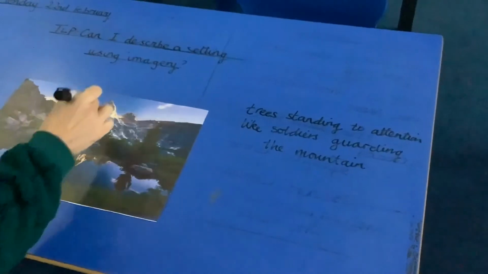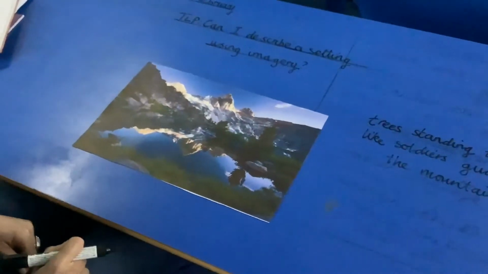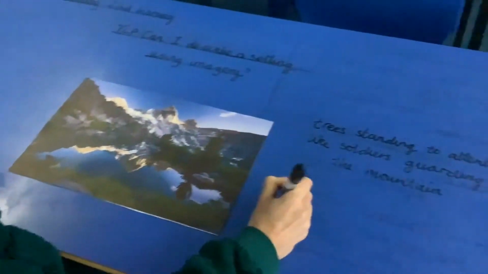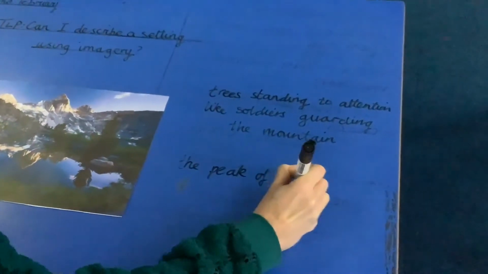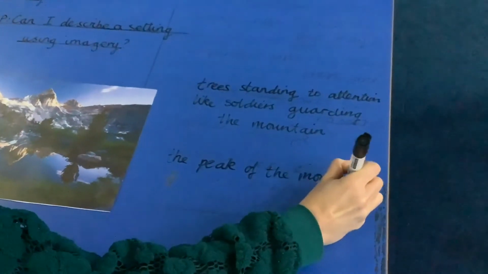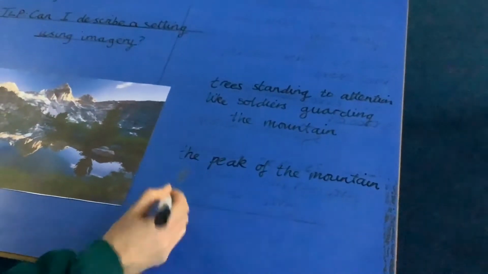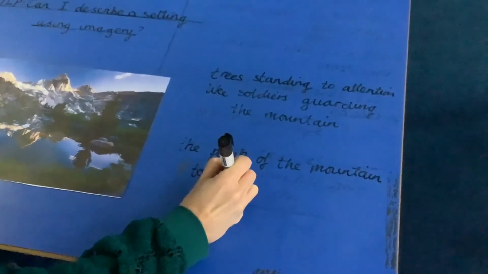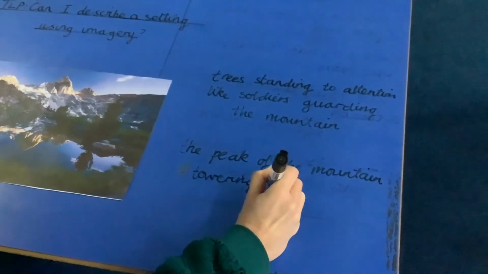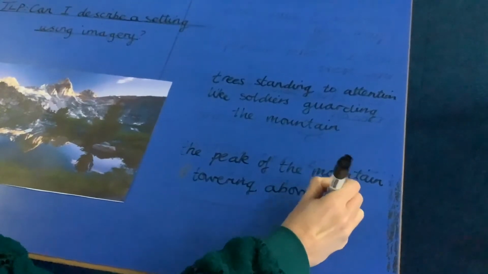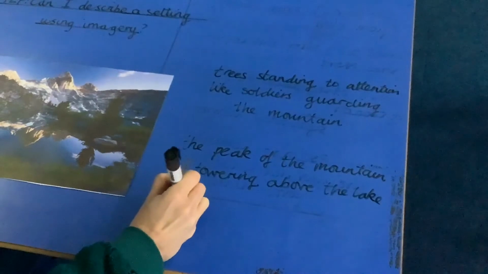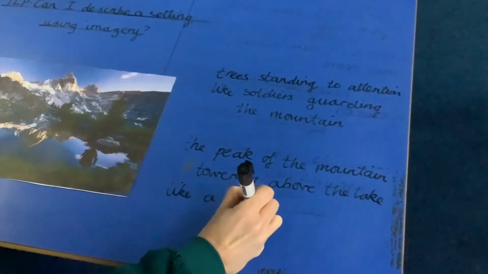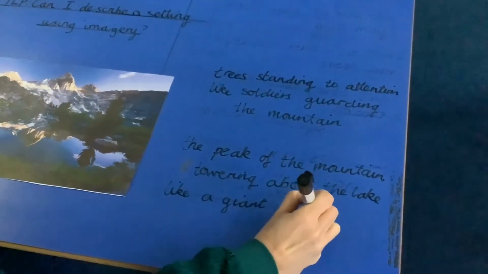Okay, what else could I say? Well, the peak of the mountain, that's very pronounced in this picture. Could I say the peak of the mountain towering above the lake like a giant. And maybe the giant is waiting for nightfall.